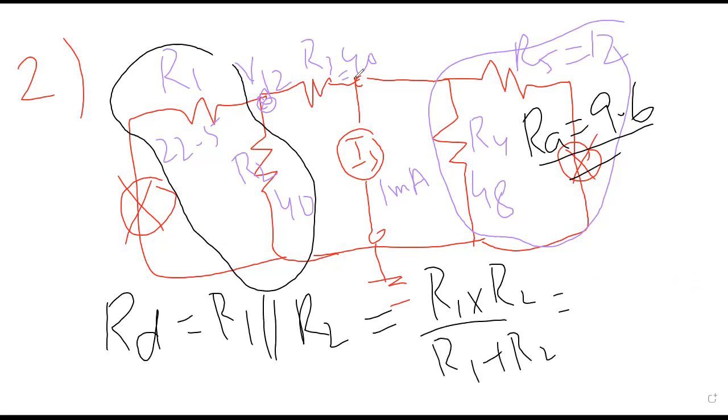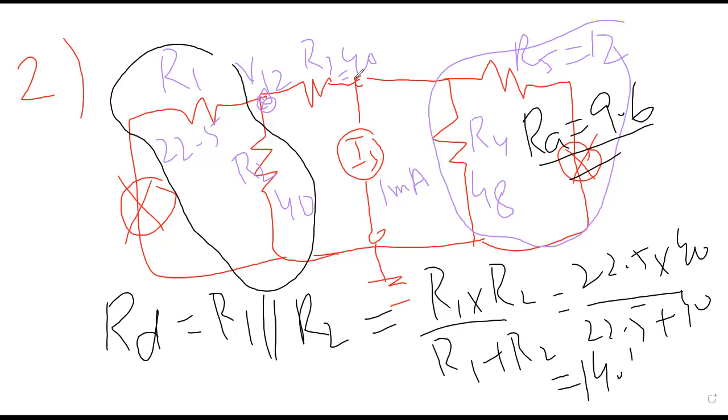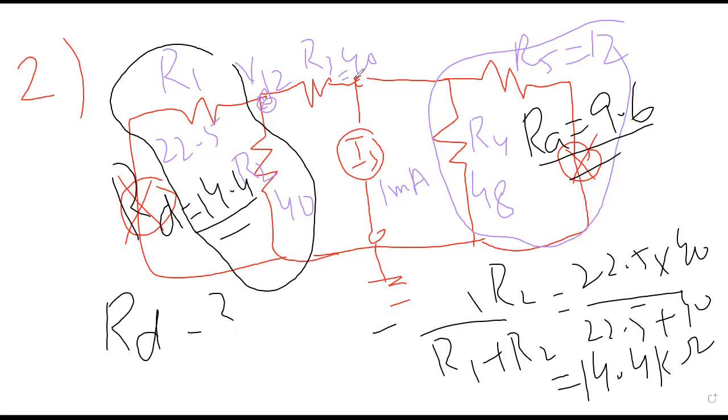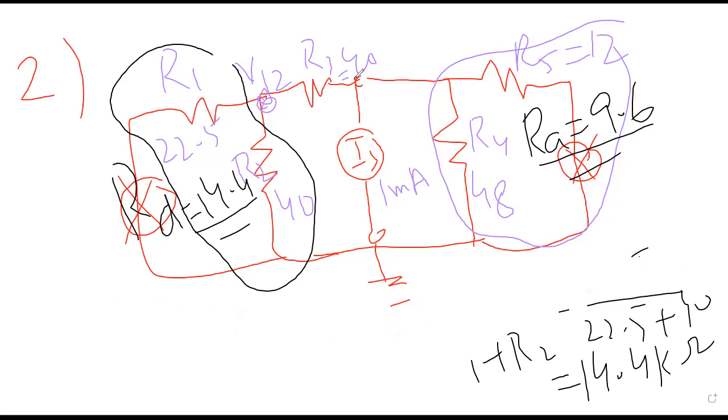So this value equals 22.5 multiplied by 40, whole divided by 22.5 plus 40. The value I computed in the calculator equals 14.4 kilo ohm. So RD equals 14.4 kilo ohm.